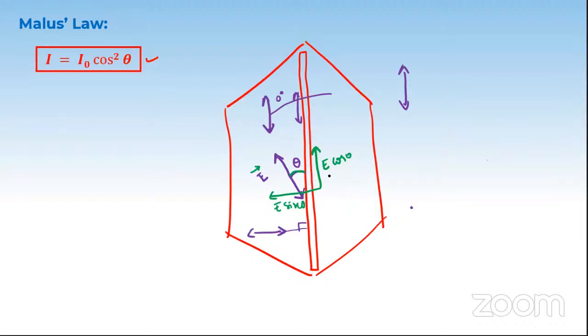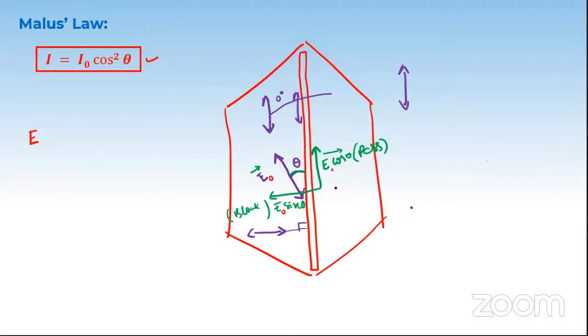You can notice that the component which is exactly parallel to the axis will pass and move into the crystal, but the component perpendicular to the axis will be completely blocked. So what you can try to understand is E outgoing. Let me write all of them as E naught.